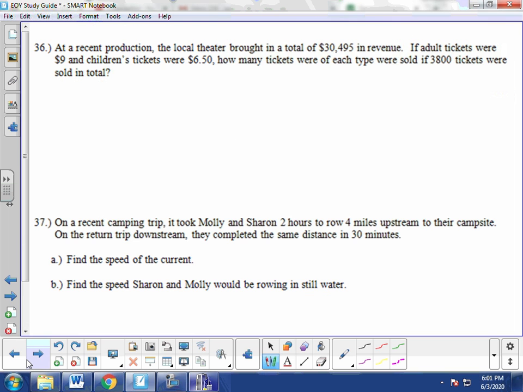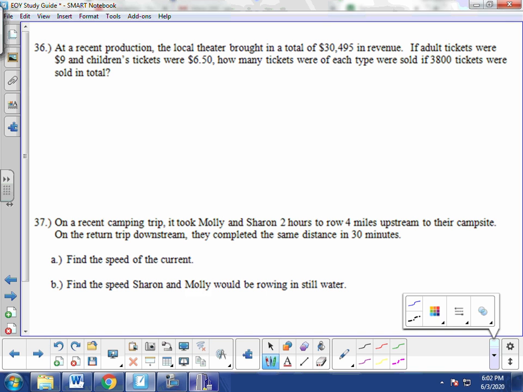Moving on, 36. So now we are getting out of that financial section and we are getting back into application problems, this time back into dealing with systems of equations. So problem 36 is a more basic system of equations. It says, at a recent production, the local theater brought in total $30,495 in revenue. If adult tickets were $9 and children's tickets were $6.50, how many tickets of each type were sold if 3,800 tickets were sold in total?